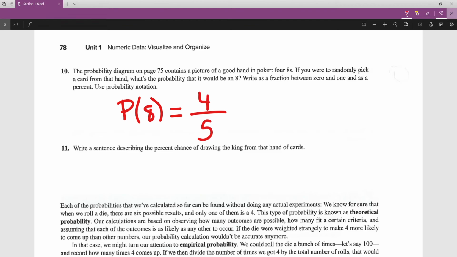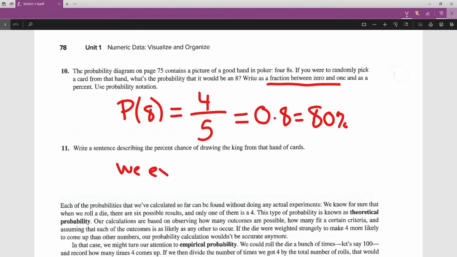They asked us to write it as a fraction between 0 and 1. Then they ask us to convert that into a percent. As a decimal, it would be 0.8. As a percent, that would be 80%. So number 11 asks us to use that then in a sentence. We would say, we expect an 8 80% of the time.